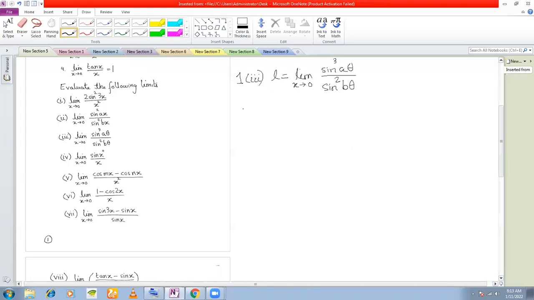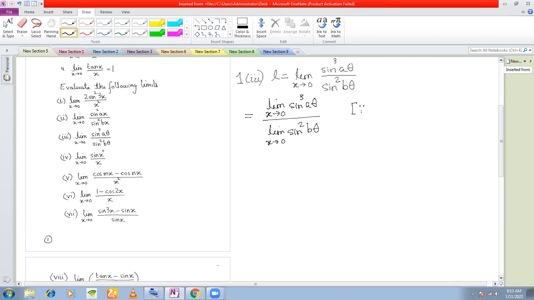Now, in order to evaluate this limit, first of all, we can distribute the limits over the numerator and the denominator. So you can write this as limit x tends to 0 sine cube a theta divided by limit x tends to 0 sine square b theta. Why is this?